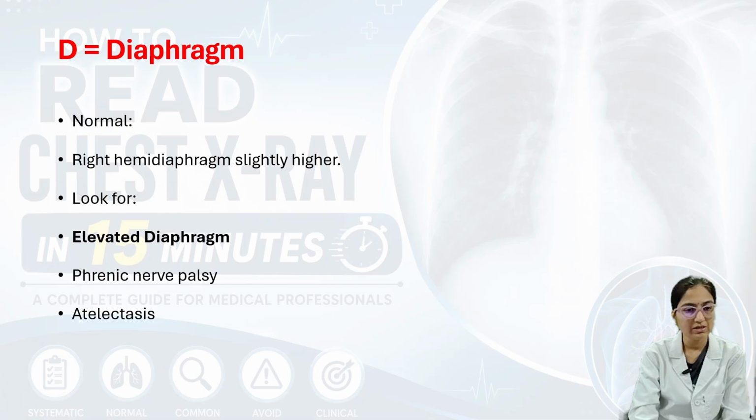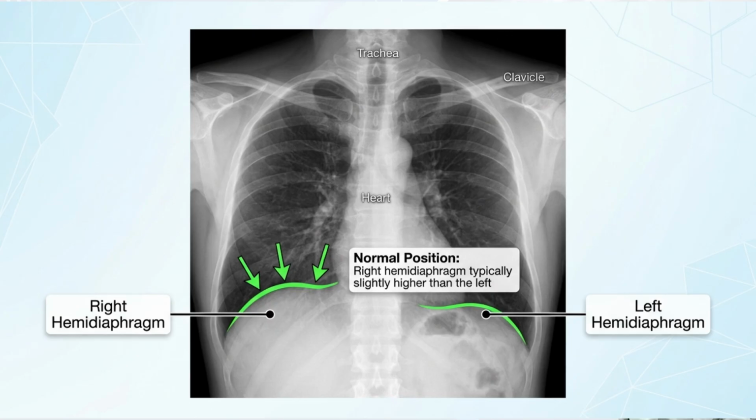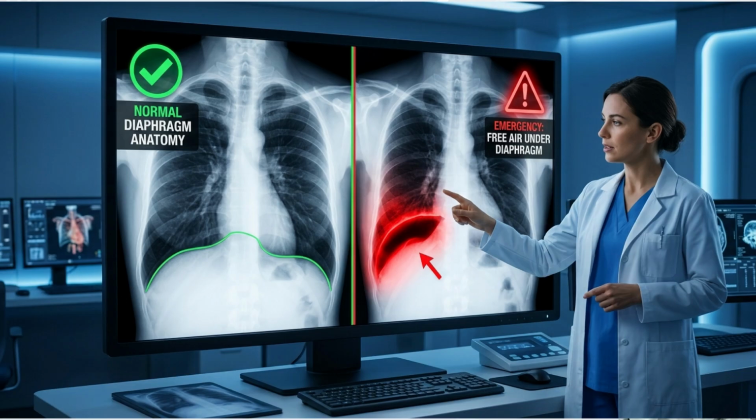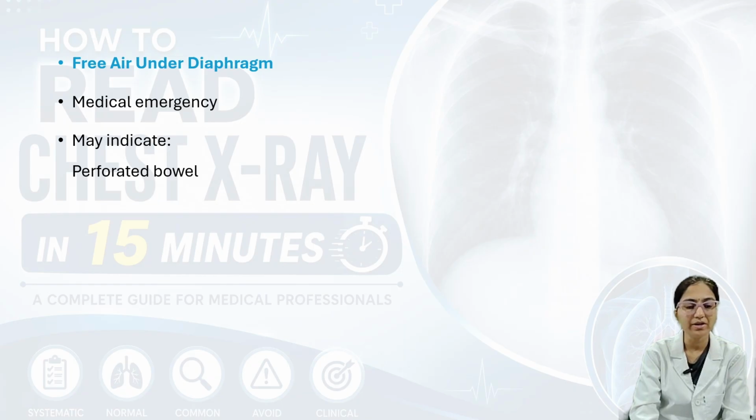Next we'll see diaphragm. Normal means the right hemidiaphragm is slightly higher. Look for elevated diaphragm, which can be due to phrenic nerve palsy and atelectasis. And then free air under the diaphragm. It is a medical emergency and may indicate perforated bowel.